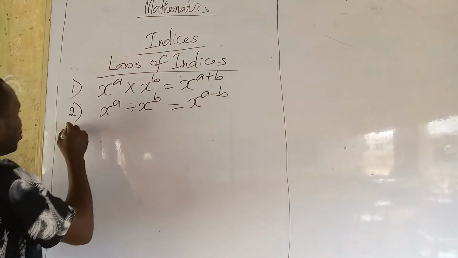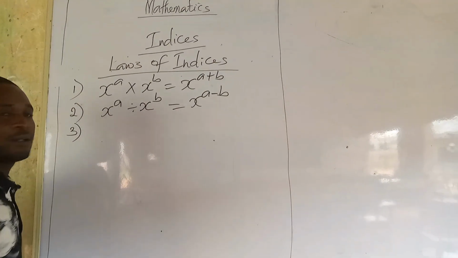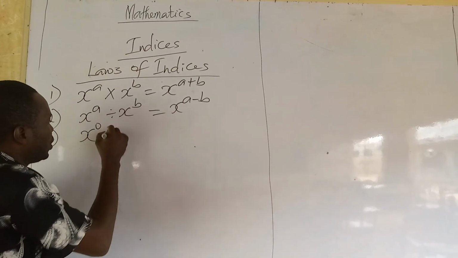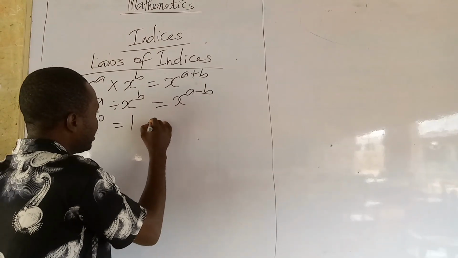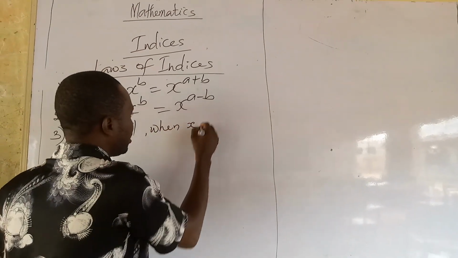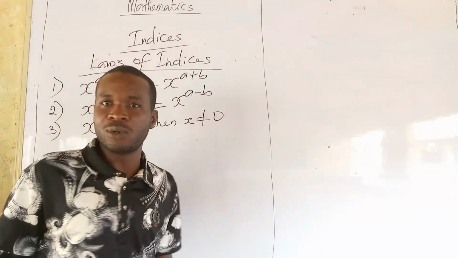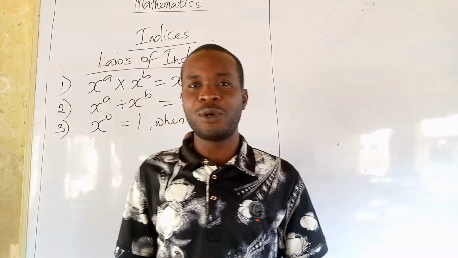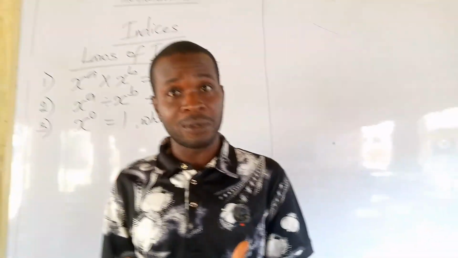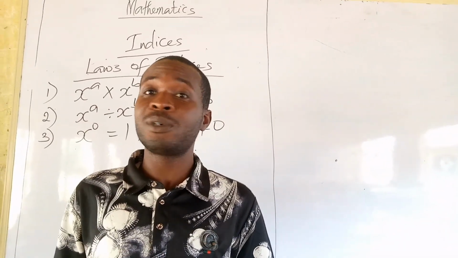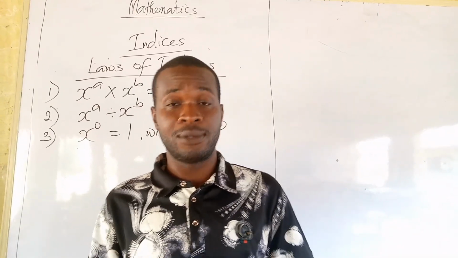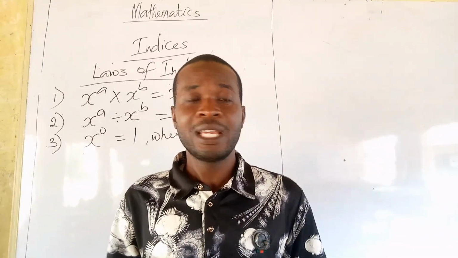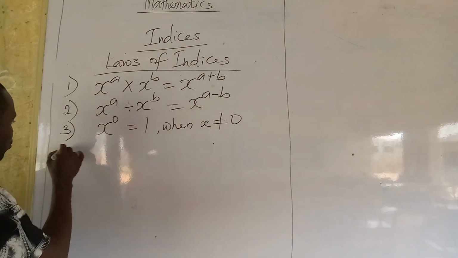Now let's go to law 3, the third law. The third law says x raised to power 0 equals 1 when x is not equal to 0. So as we say in mathematics, any number raised to power 0 is 1 except 0, because 0 raised to power 0 is not 1. But any other number that is raised to power 0 generally in mathematics is 1.